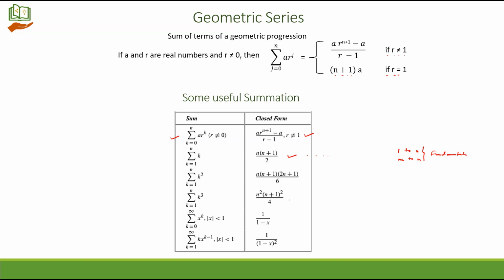Then for infinity, it means the sum has to run from 0 to infinity. When it is x power k, where the absolute value of x is less than 1, we have 1 divided by 1 minus x. And when it is k into x power k minus 1, in that case we will have 1 minus x the whole square in the denominator instead of 1 minus x.